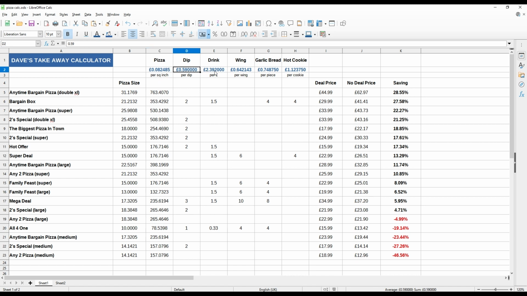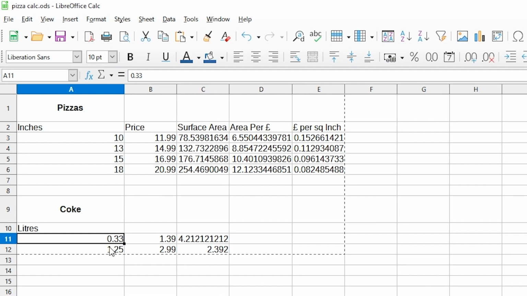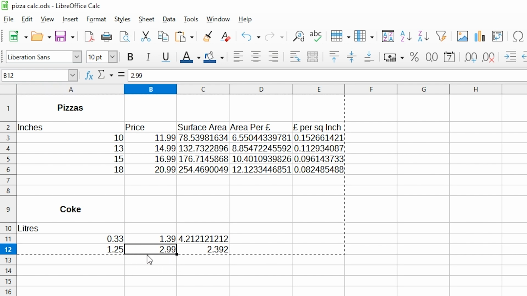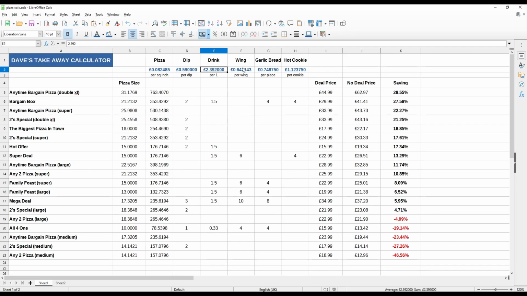The dips were 59p each. The drink I calculated, obviously you can get it in a can or you can get it in a 1.25 litre bottle for Coke, which is again what I'm interested in. So that worked out at $2.99, so that is £2.39, call it, £2.39 per litre. So that was copied over there for the drink.